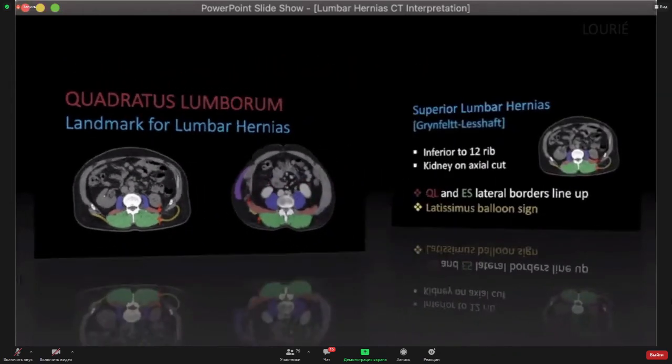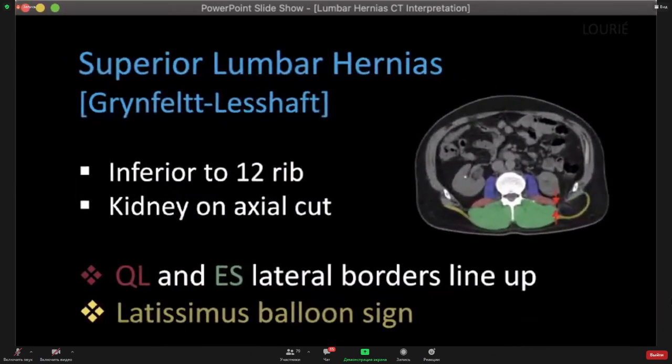So in summary, I'll wrap this up. Superior lumbar triangles are going to occur inferior to the 12th rib. We often see the kidney on the same axial cut near the hernia. The two key signs are going to be this quadratus lumborum lining up with the green erector spinae and the latissimus balloon sign. So look for both of those to confirm that it's a Grynfeltt-Lesshaft hernia.